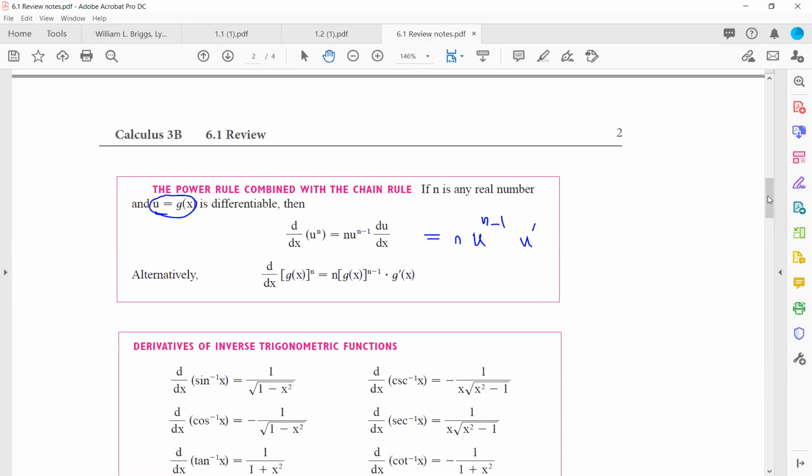In general, if you have a function like g and it is raised to exponent n, you can take the derivative. And it's the same as saying that I have n times the function raised to n minus 1 times its derivative, applying the chain rule.